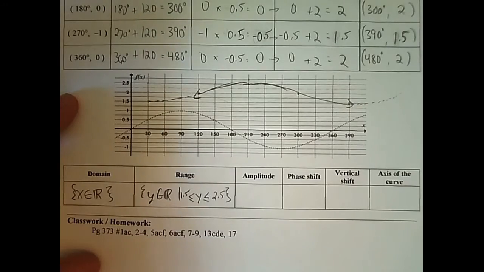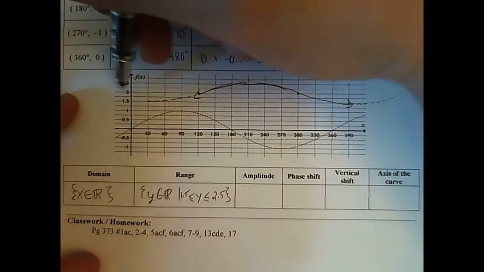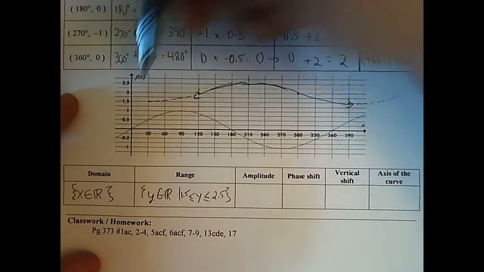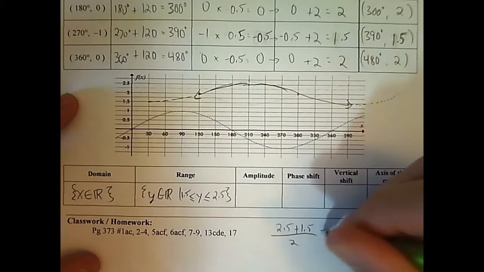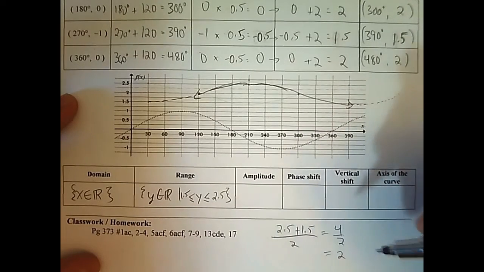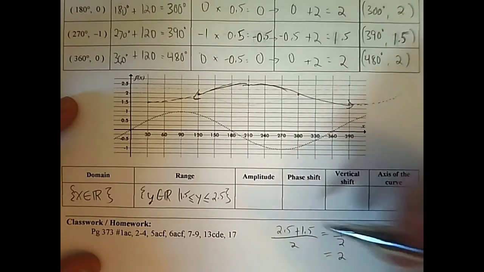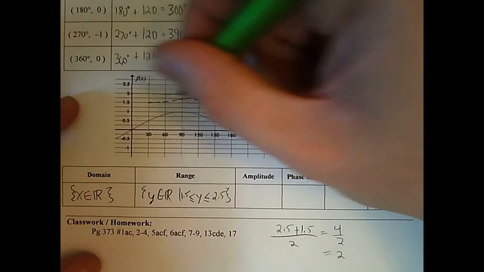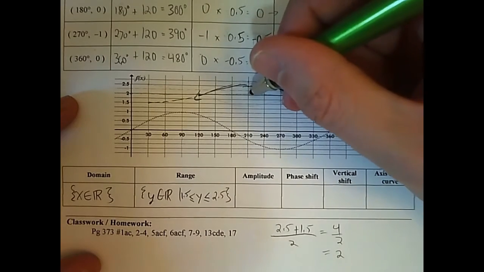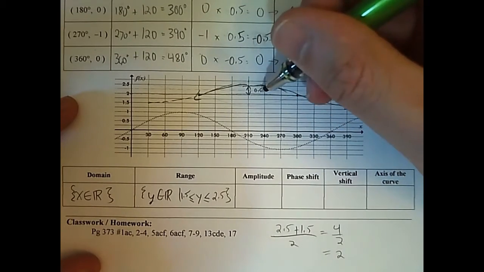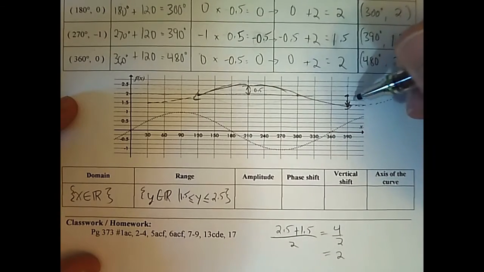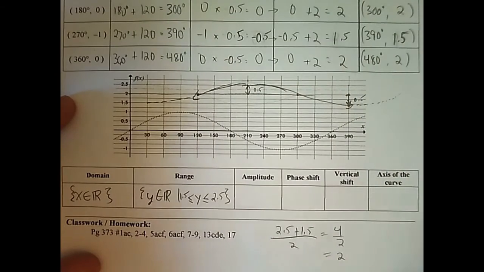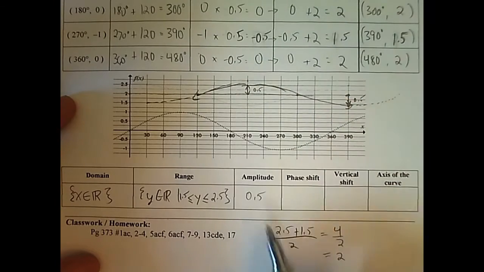The equation of the axis seems to be happening at 2. Again, I could double check. 2.5 plus 1.5 divided by 2 is 4 divided by 2 is 2. So from 2 to 2.5, and from 2 to 1.5 is also 0.5. So my amplitude has to be 0.5, meaning the distance from the equation of the axis to the max and the min points is 0.5.